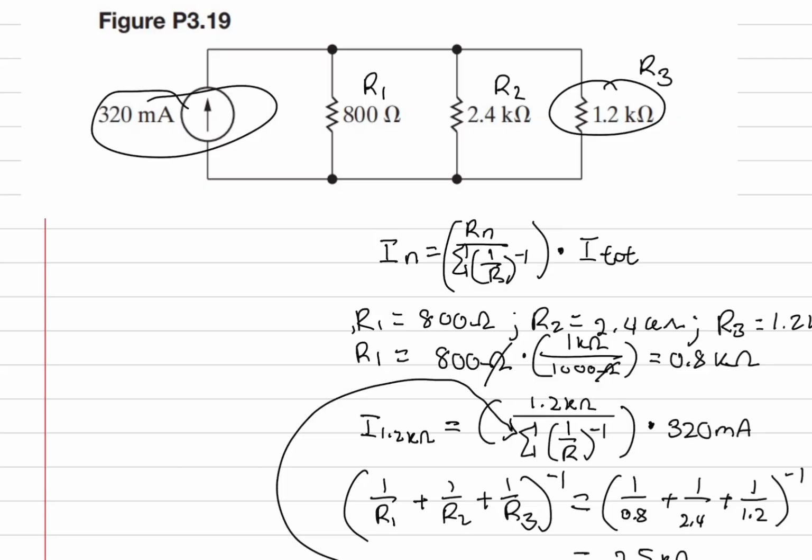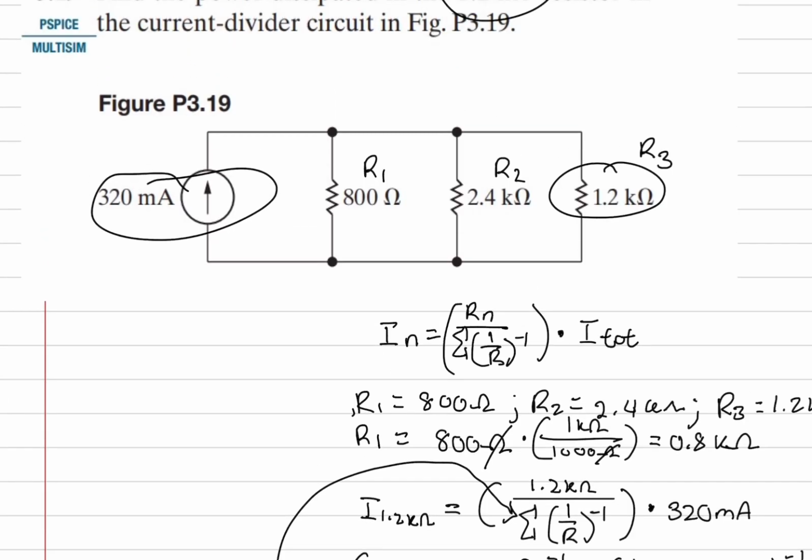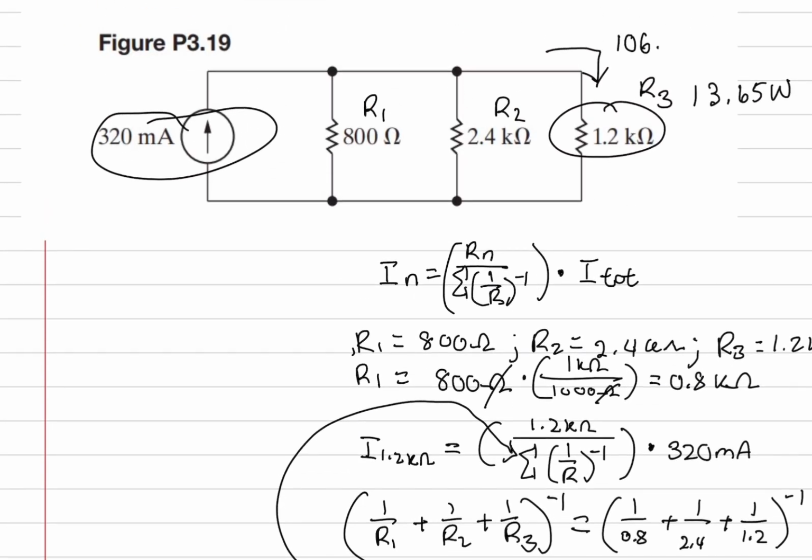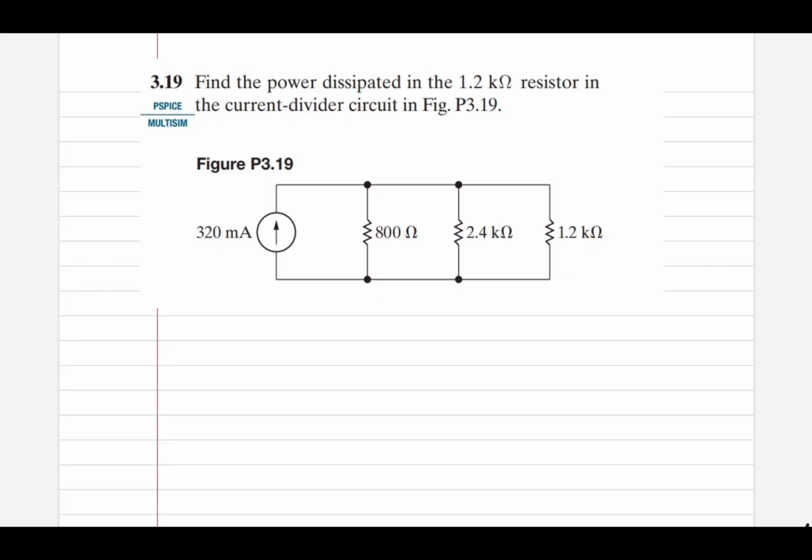So here we found the answer. The power that dissipates over R3 is 13.65 watts. The current that flows through the resistor is 106.67 milliamps, equivalent to 0.10667 amps.